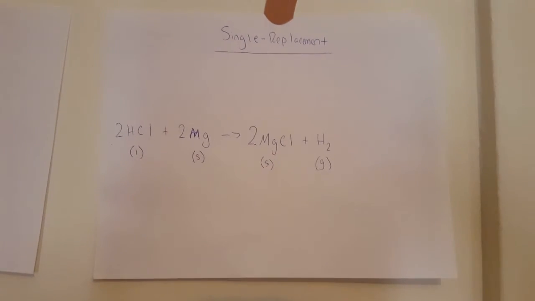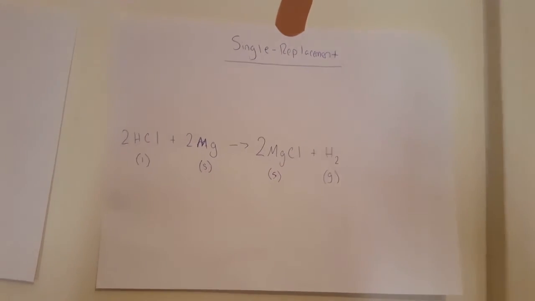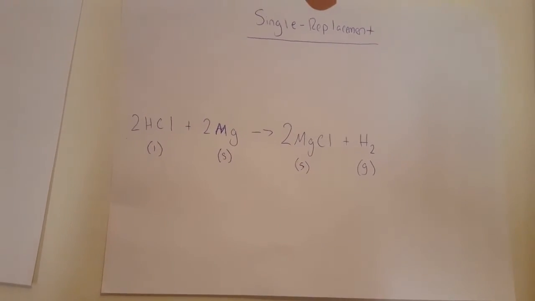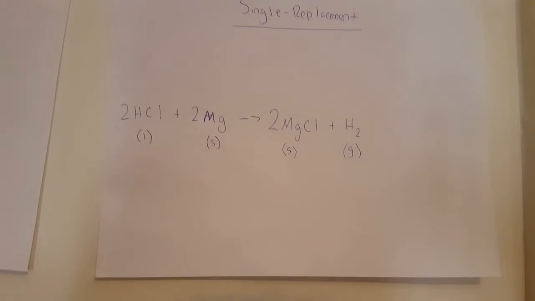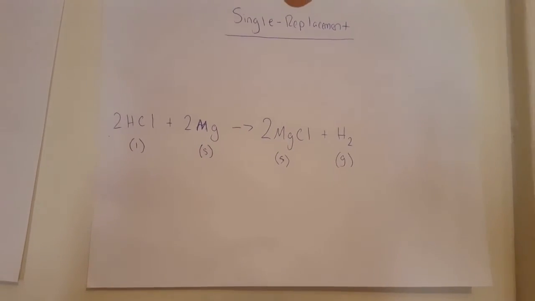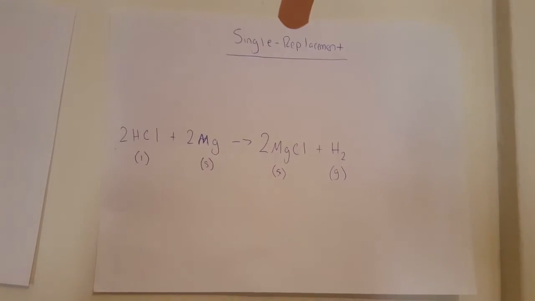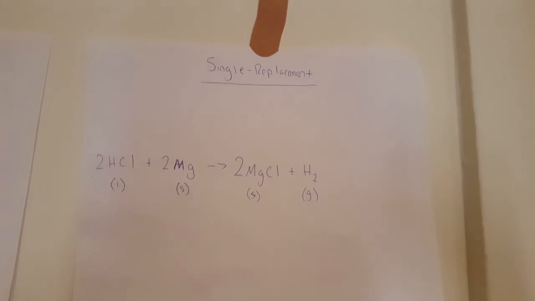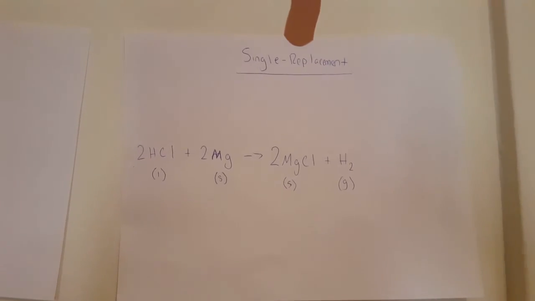To balance it, you have to add a coefficient of 2 to HCl to give you 2 hydrogens on both sides, but that also gives you 2 chlorides on the reactant side. So you must put a 2 in front of MgCl on the product side, giving you 2 chlorides on both sides. But that also gives you 2 magnesiums on the product side, so you must put a coefficient of 2 in front of Mg. Finally, you put a subscript of 2 underneath hydrogen because hydrogen is a diatomic molecule and appears in nature bonded.